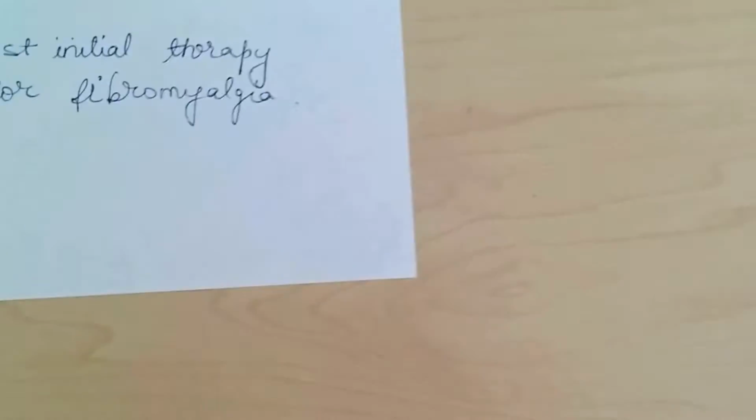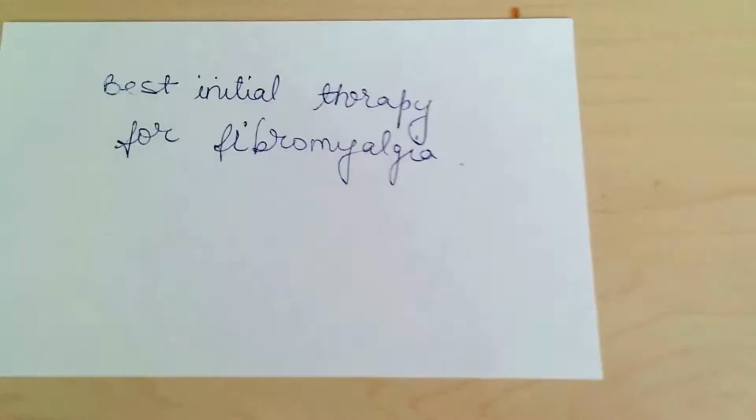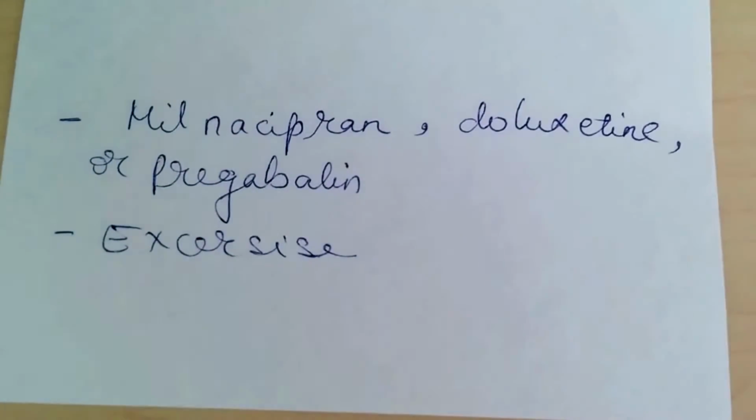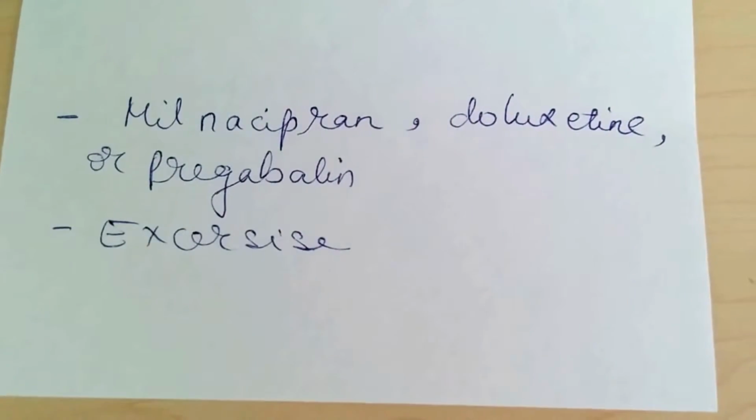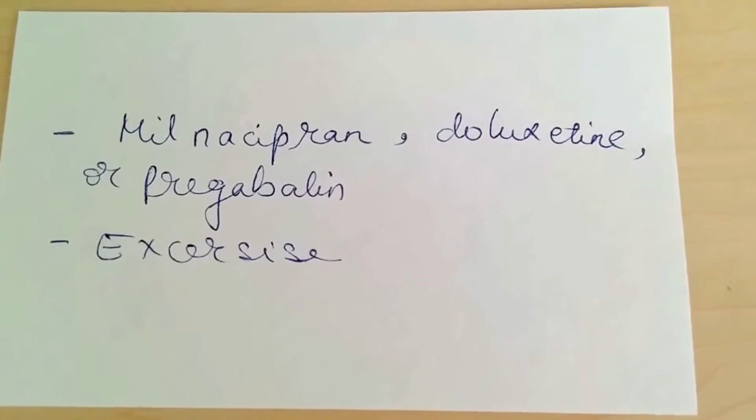Next, what is the best initial therapy for fibromyalgia? And the answer is the best initial treatment for fibromyalgia is milnacipran, duloxetine, or pregabalin, and exercises.